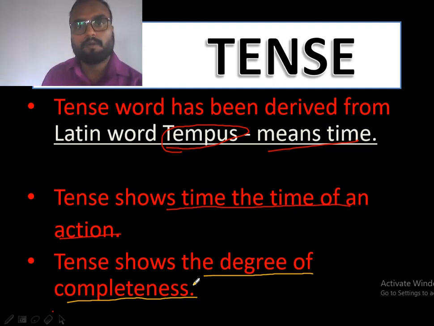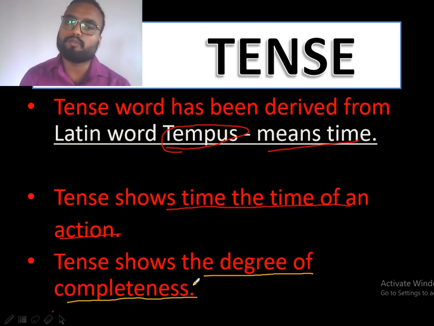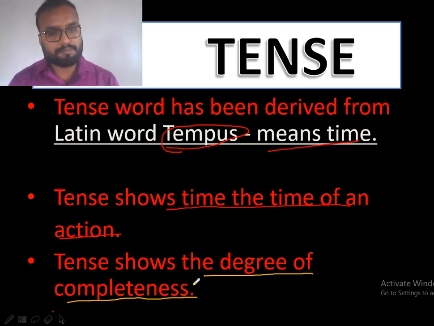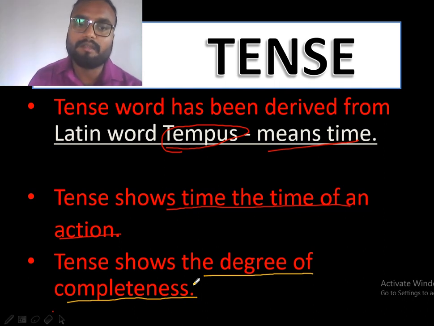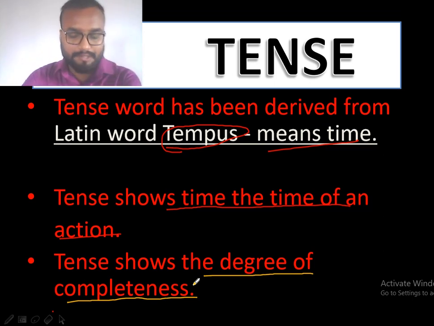So basically we here came to know about time and tense. Time is a perceptual quantity, tense is a grammatical quantity. Tense has been derived from word tempus and tense uses two things, that is time and verb, and in verb as well it uses inflectional verb. Now let's move to the next slide.